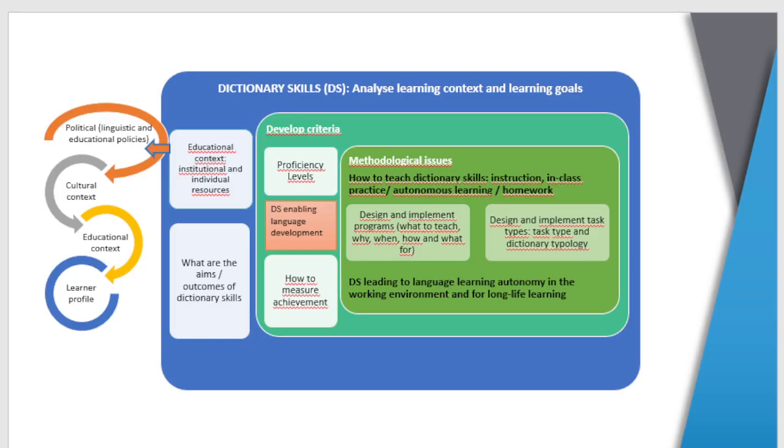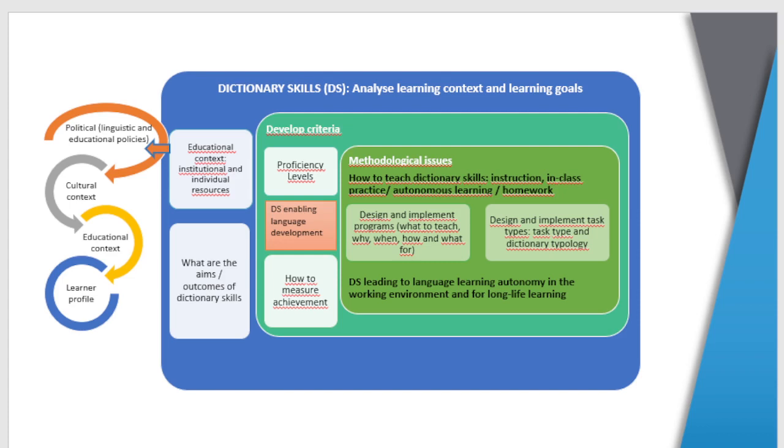So all in all, the dictionary skills scenario would look like this. We are going to use dictionary skills in an educational context, but there are institutional and individual resources that are going to determine how we do that. And we also need to determine which are the aims or the outcomes of teaching dictionary skills in a particular educational context.